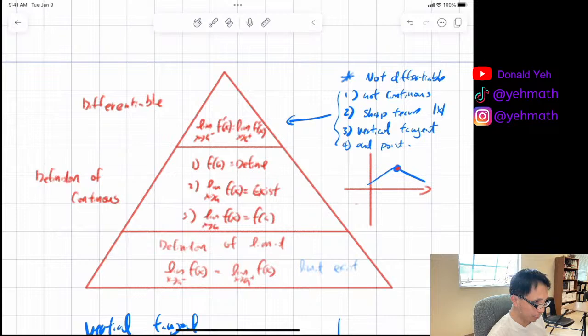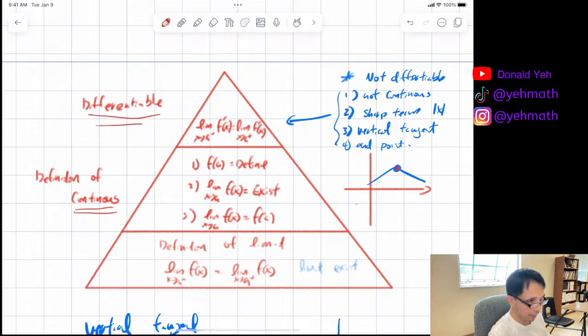The second part has 3 requirements. f(a) must be defined. The limit as x approaches a of f(x) must exist. And the limit as x approaches a of f(x) must equal f(a). This is something that you will see on the AP exam over and over again. Without the limit existing, it will never be continuous. So the second part is called continuous.